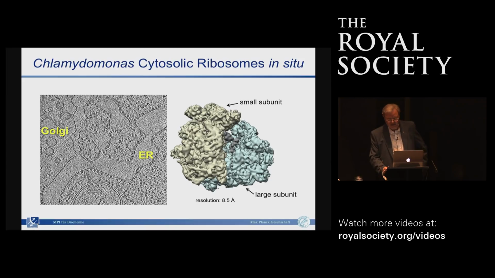I think something like 800 or 900 particles, but one cannot compare it with numbers from single particle analysis because each of them is a 3D structure here. I think without pushing the envelope really, this is a respectable resolution of something like 8.5 angstroms, and we can do that for ribosomes in all organelles we like.